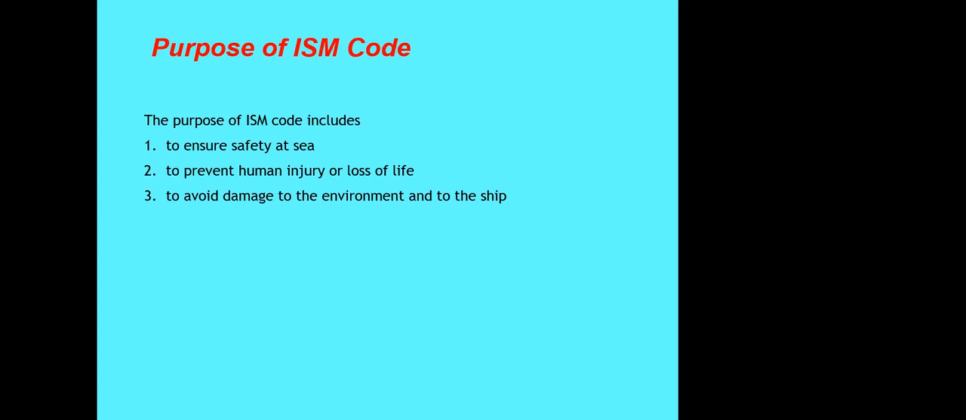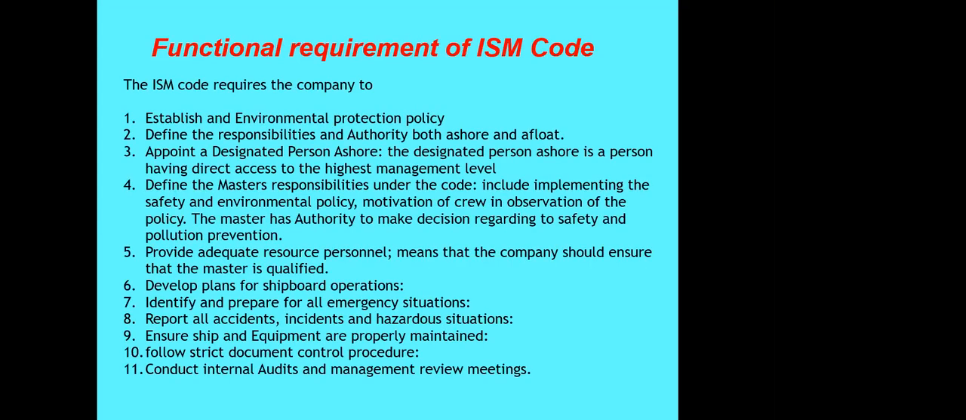So we are going to look at the functional requirements of the ISM Code. What are they? There are several functional requirements, apart from the three main objectives of the ISM Code: ensuring safety of life at sea, preventing injury, and avoidance of damage to the marine environment. We are going to discuss them one by one and see how they are implemented on board the ship. The first one is to establish environmental protection policies.